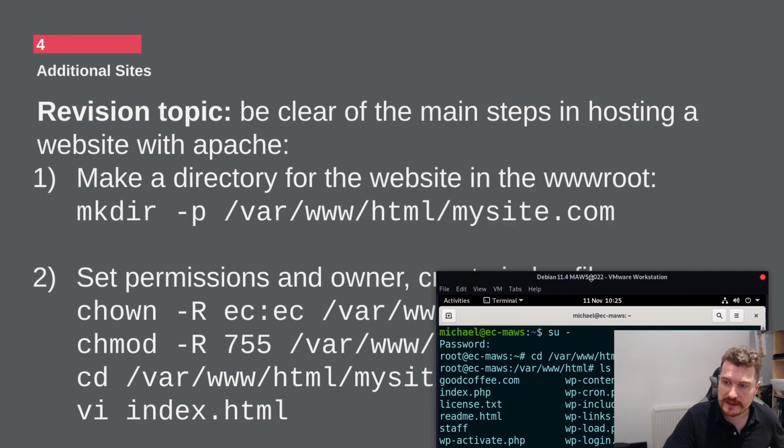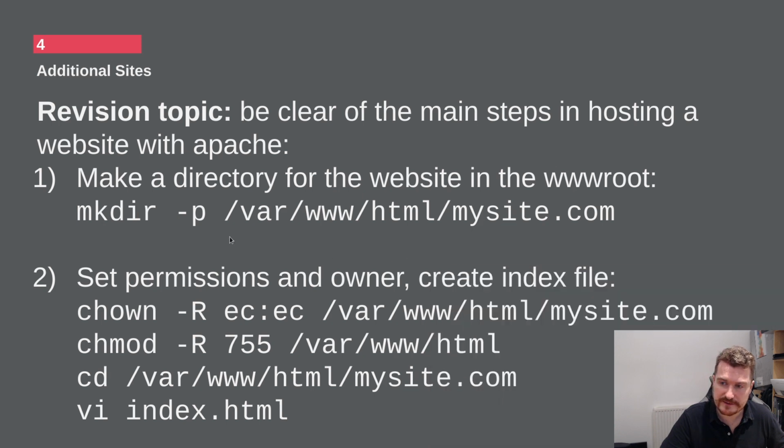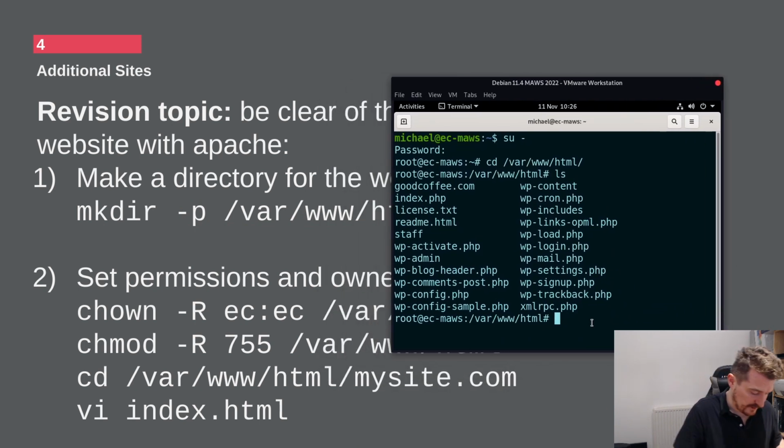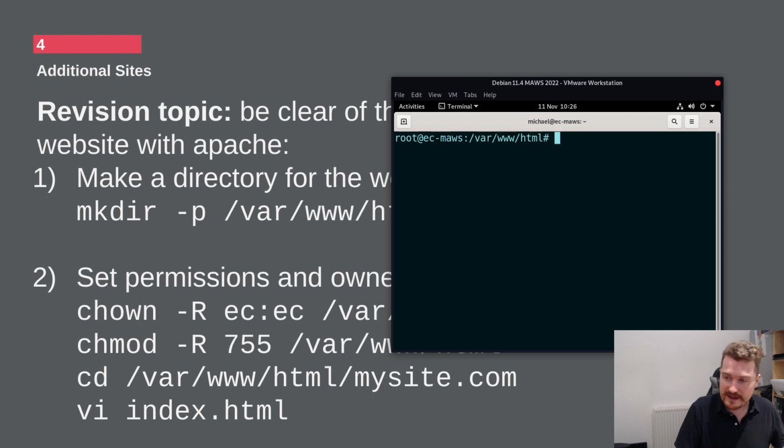Now, if we run mkdir with this -p flag, that will, let's say some of these parent directories along the way didn't exist, it'll make them in the path as we go. But we don't actually need to do that because we're already in var www html. So we can just go ahead and create mysite.com. So we're in the www root, and we're just going to do mkdir mysite.com. Right, there we go.